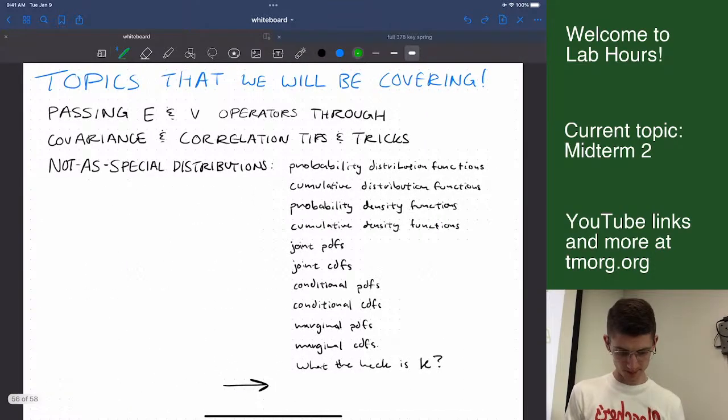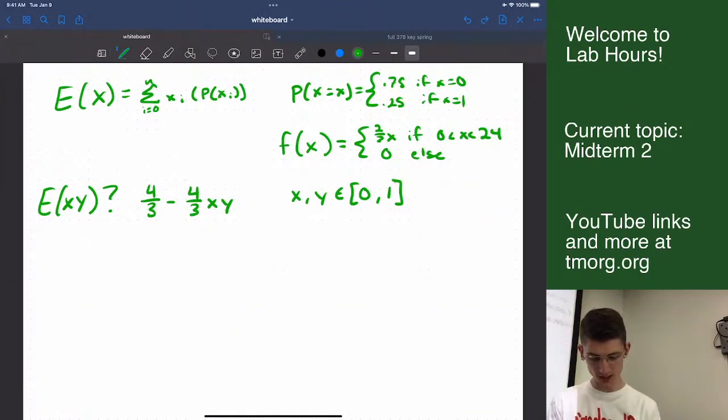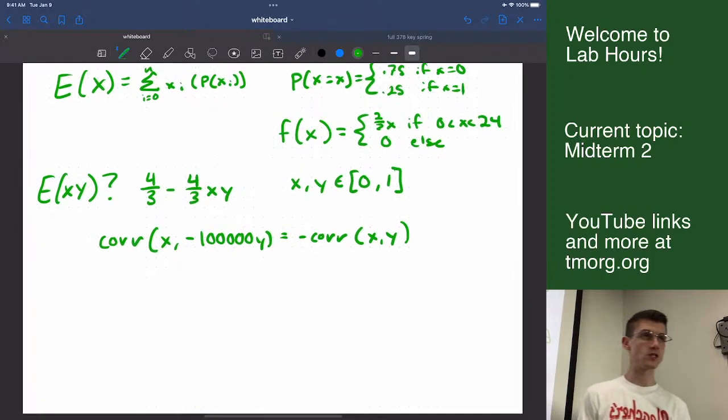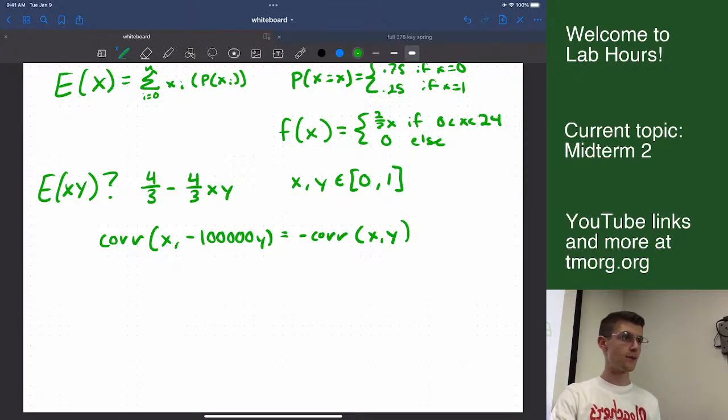So let's see. Covariance and correlation tips and tricks. I'll just remind you really quickly that the correlation of x and negative 100,000 y is equal to the negative correlation of x and y, for reasons we discussed in our last review. But constants go away with correlation except for the negative sign. If it's a double negative, of course, they will cancel each other out. We remember that from last time, of course.